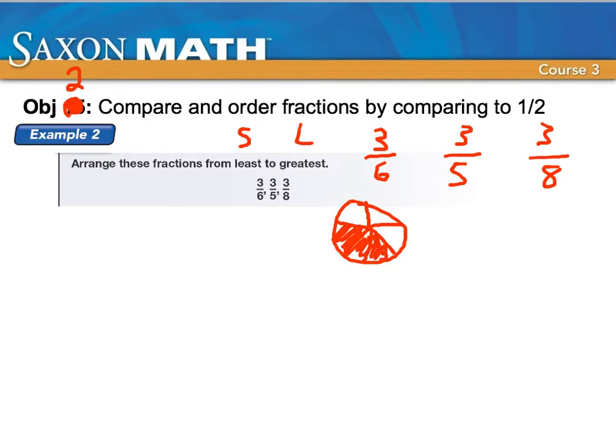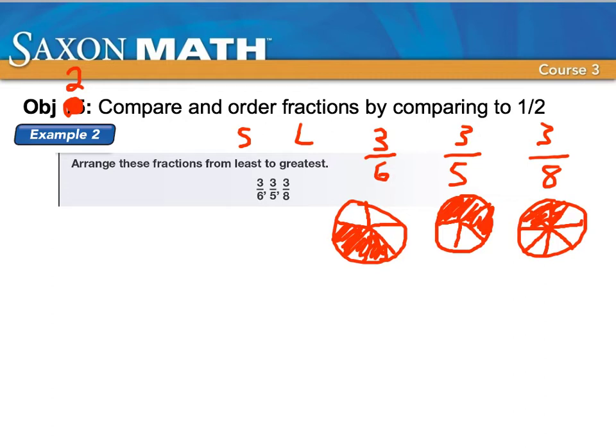Alright, let's do the same thing with 3/5. If I try to divide this equally, and then we've got 3 of them. Now 3/8. And here's 3 of them.